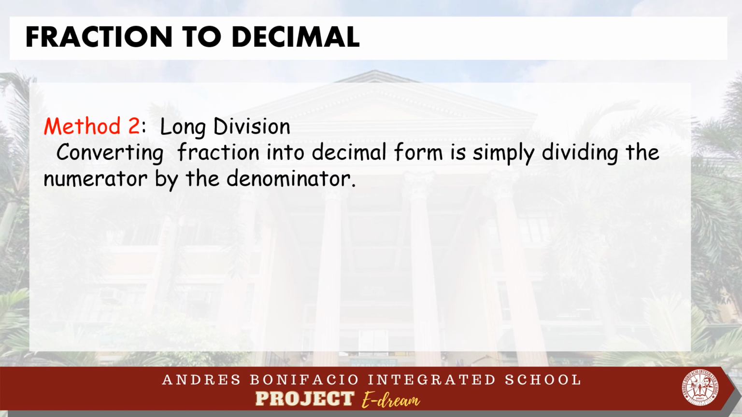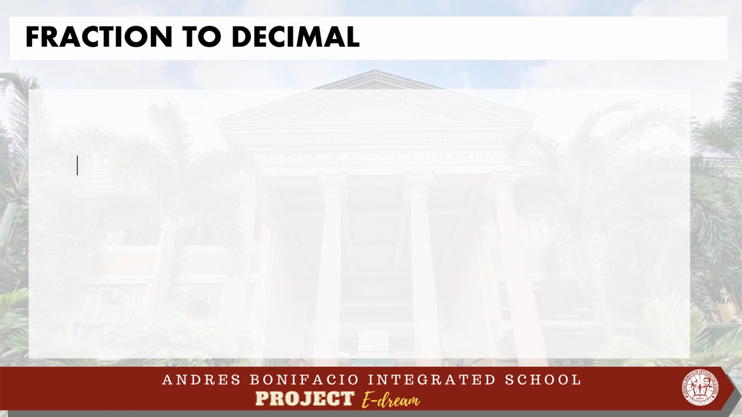Okay, again, our second method in converting fraction to decimal is by using long division. So, dito sa long division, converting fraction into decimal form is simply dividing the numerator by the denominator. So, long division nga po. I-divide lang natin yung numerator by denominator. Okay, so let's have our first example in converting fraction to decimal using long division. So we have our example number 1. Express 7/8 as a decimal.